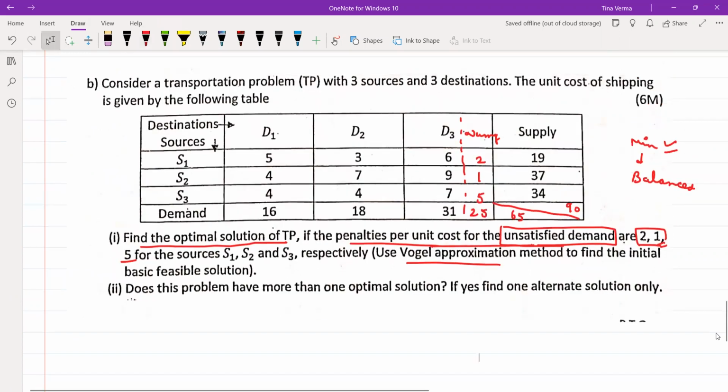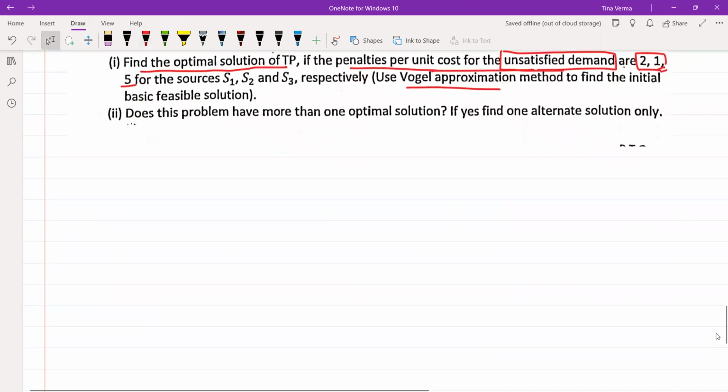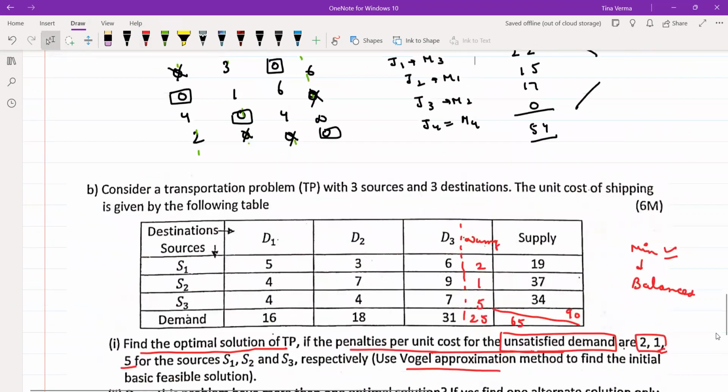So some students might not have used this and used dummy as 0, 0, 0. So when you do your Vogel's approximation, the assignment here was coming out to be 18, right? And here the assignment was coming out to be 1. Here your assignment was coming out to be 25.